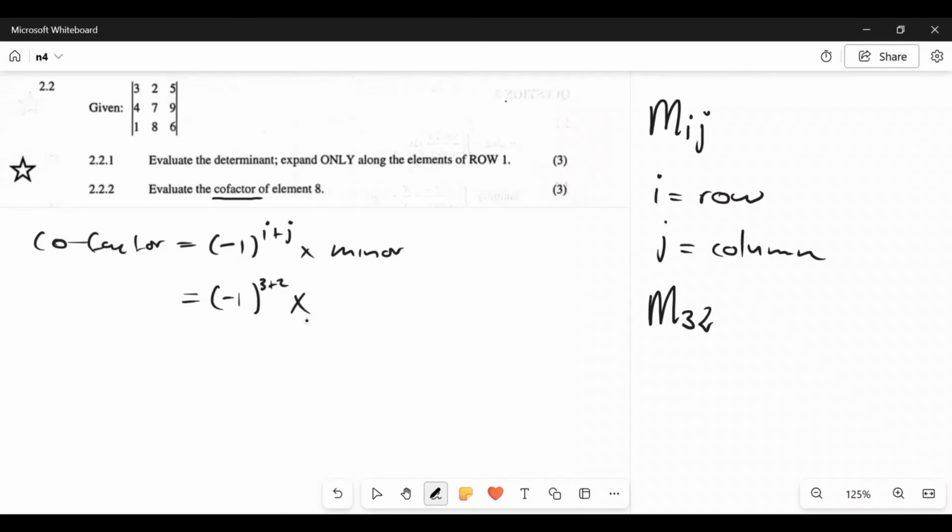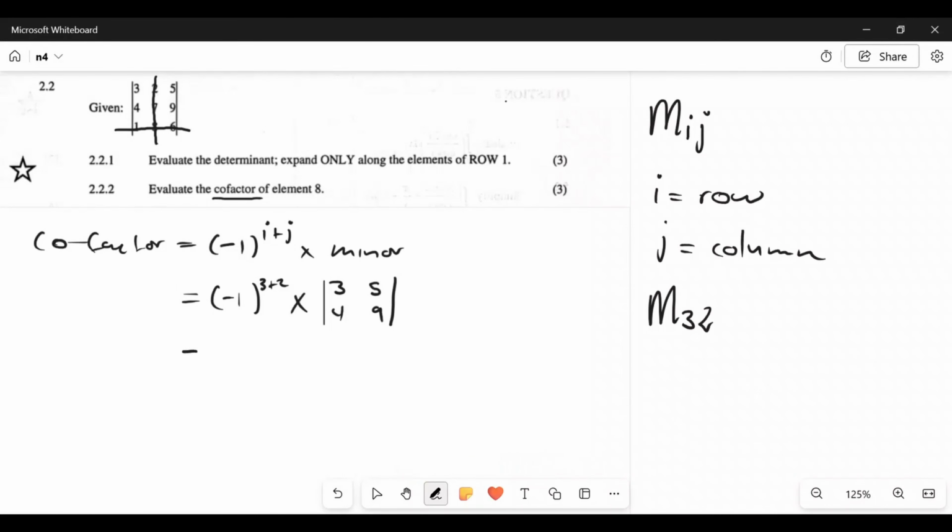So how are we going to write this minor? It's very simple, guys. The minor is the matrix that we're going to have when we cancel the row at which 8 is, and the column where 8 is. Remember, 8 is the one that we're going to use as our reference. So what are we left with here? We have 3, 4, 5, and 9, like that.